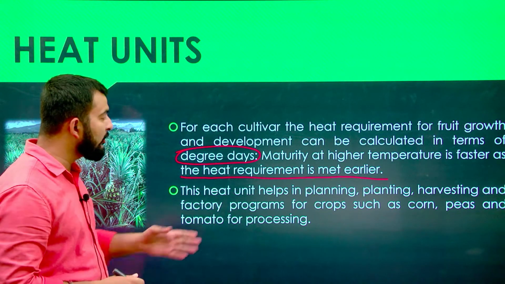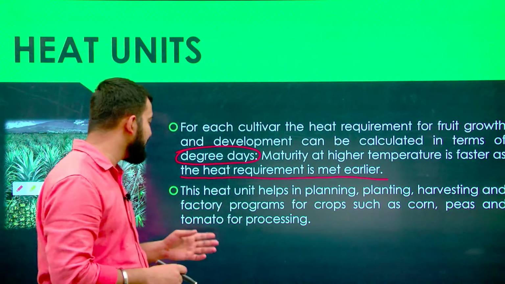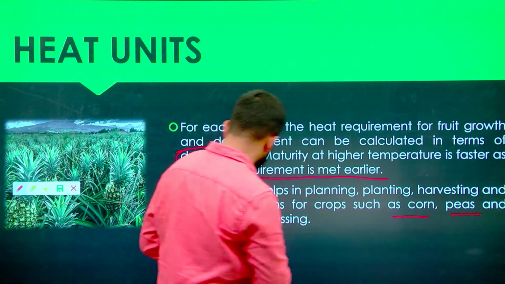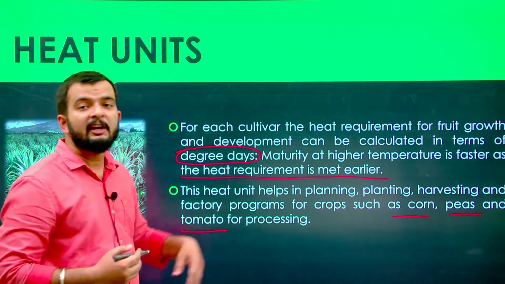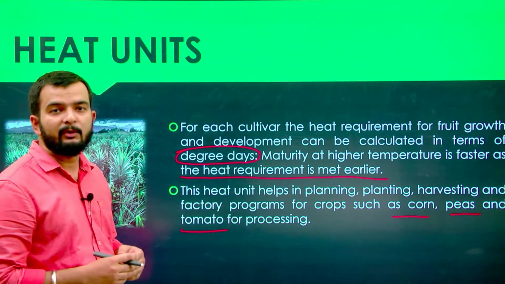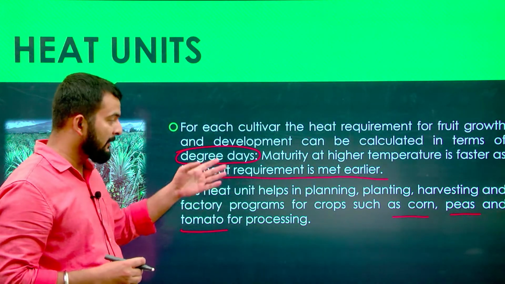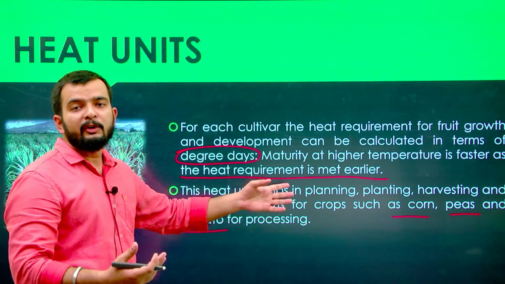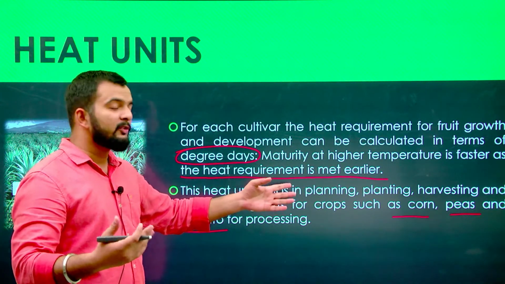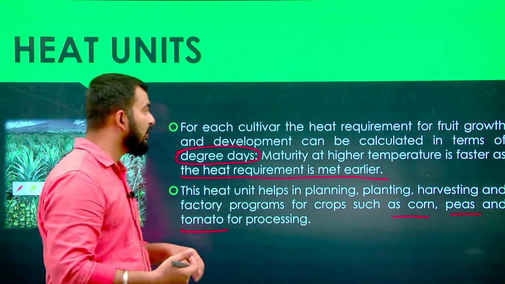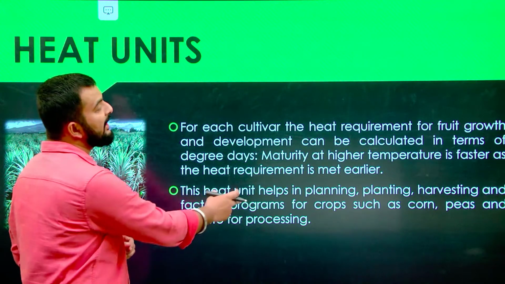Then we have this heat unit, which helps in planning and planting, harvesting and factory programs for crops such as corn, peas and tomato. So it is useful in planning when to grow your crops, or when to plan your processing operations or harvesting and other factory programs. So this is heat unit.